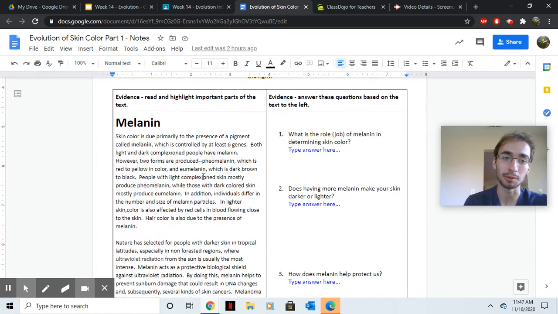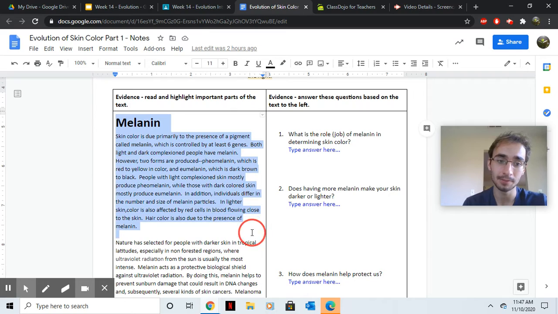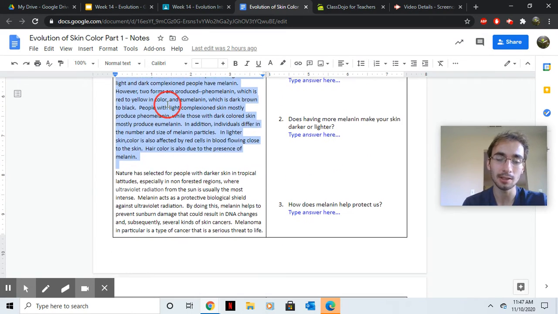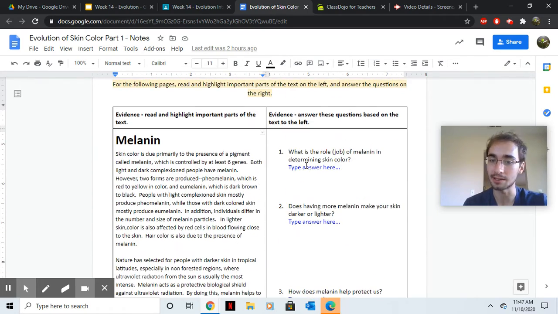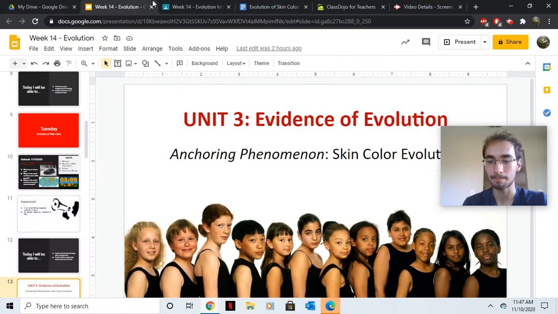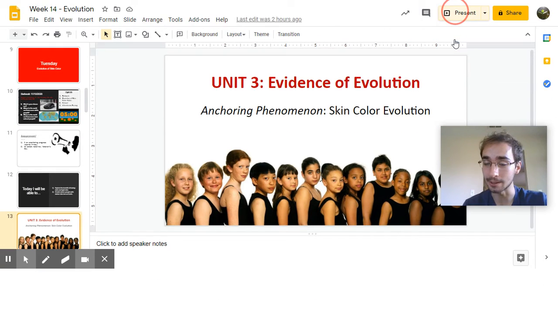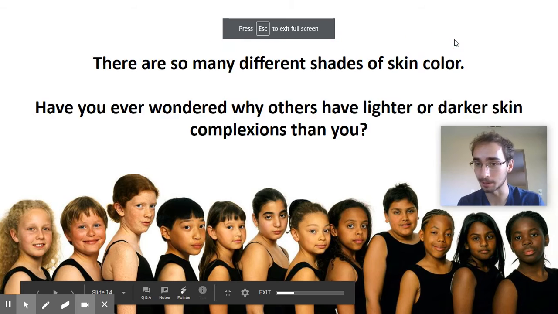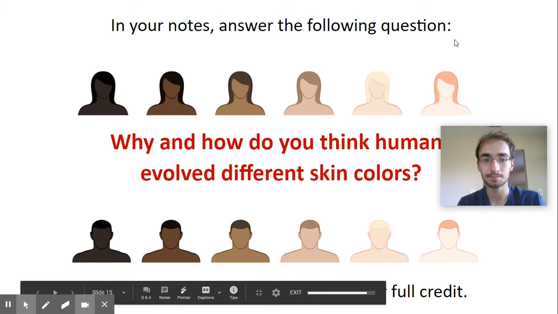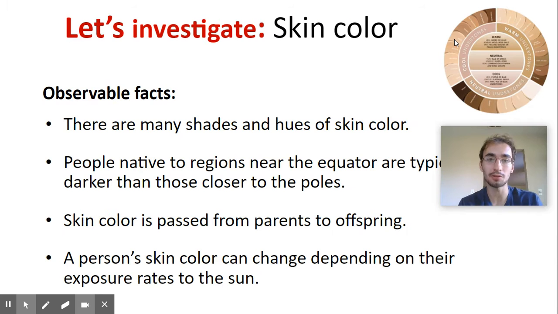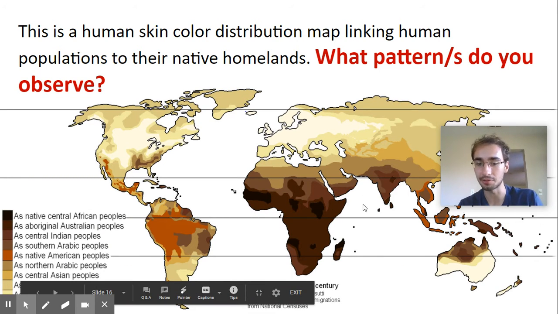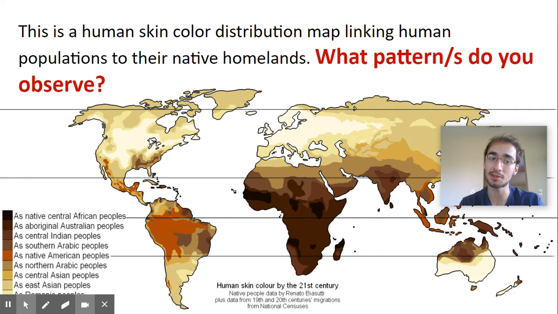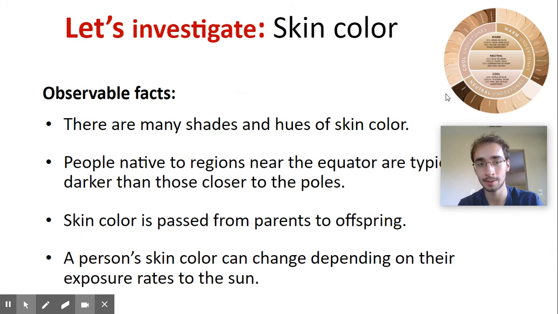Next, read this section about melanin. Melanin gives you your skin color. Please read this section, pause the video now and read it, and then answer these questions. You should know that melanin gives you your skin pigment. You should have noticed that darker skin is near the equator, in the middle of the earth, which is where there's more sunlight, whereas lighter skin is much more common closer to the north and south poles, where there's less sun.